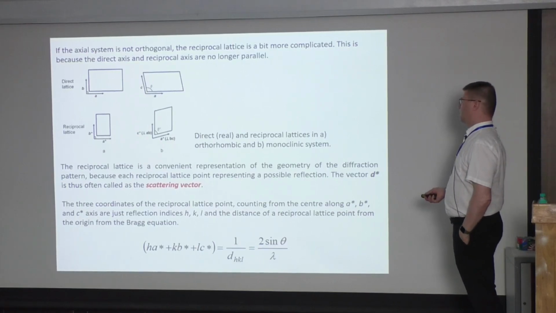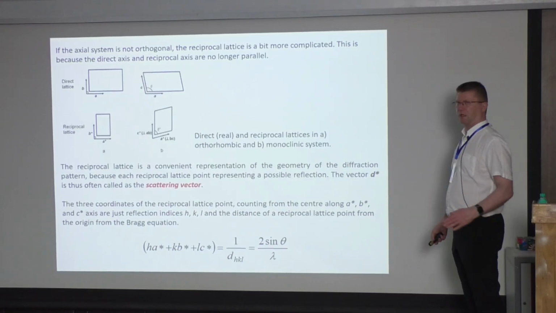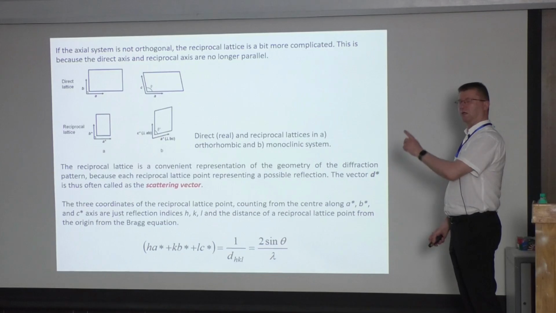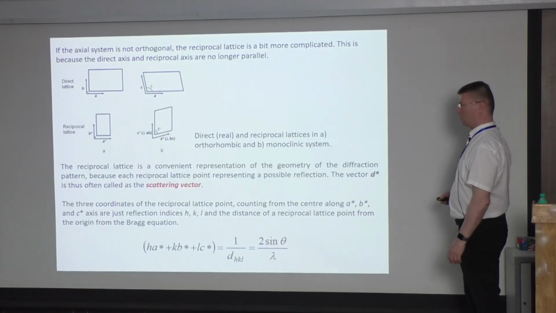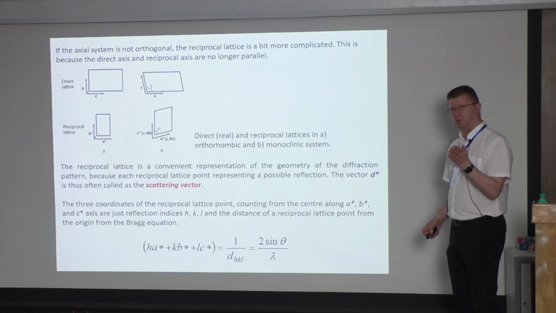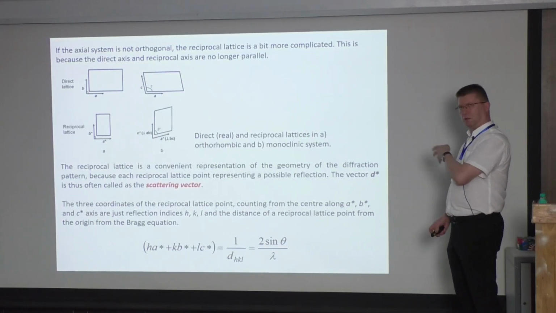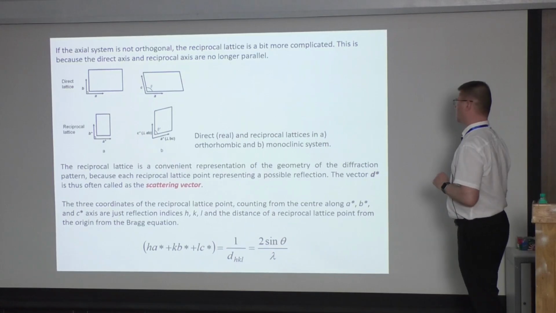And the reciprocal lattice is a convenient way to represent the diffraction pattern, because each reciprocal lattice point represents a possible reflection, and the vector d is often used as a scattering vector. So that's the actual idea of what is going on. It contains all the information from that particular plane. Why this is important will become clear later on.